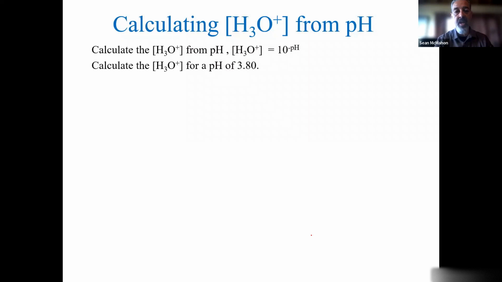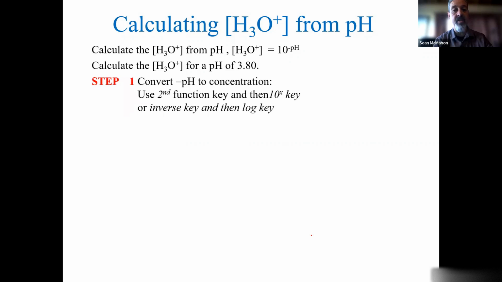So let's do a calculation of hydronium from pH. And really, you can do that by doing what's called an inverse log. Okay, that's essentially what you're doing. But what we're doing is we're going to calculate the hydronium from a pH of 3.80. So how do I do that? So to convert the pH to a concentration, I'm going to do a second function key and do the inverse log button. So you're going to see log on your calculator, and then above that log, you should see a 10 to the X key. That's what we're going to do. So how do we do this?